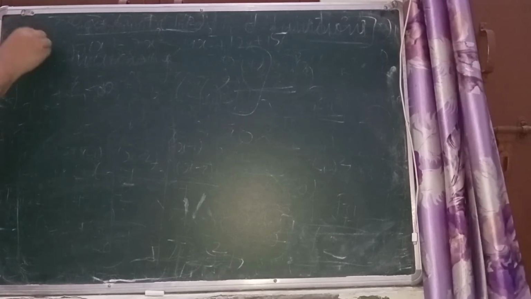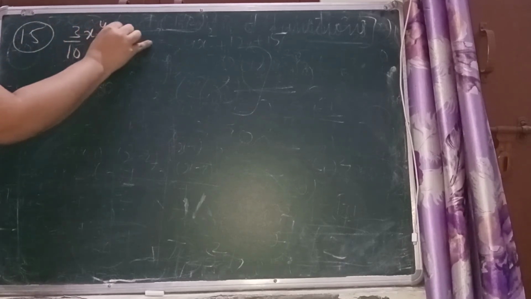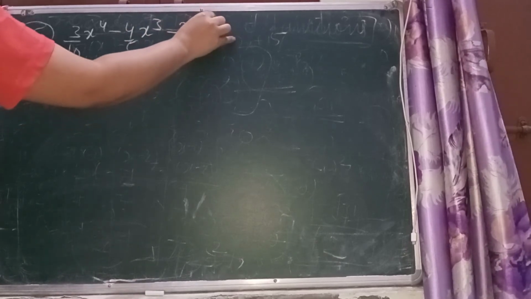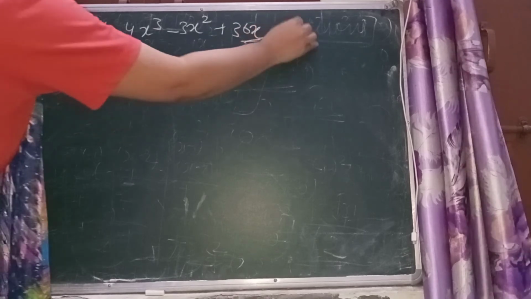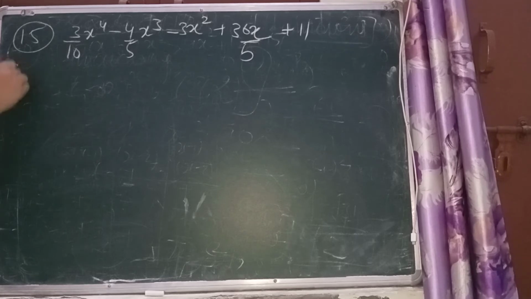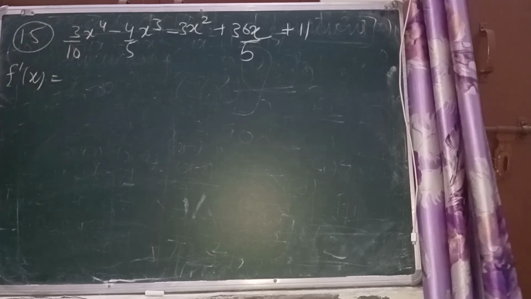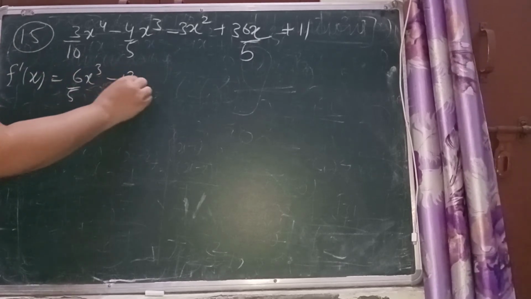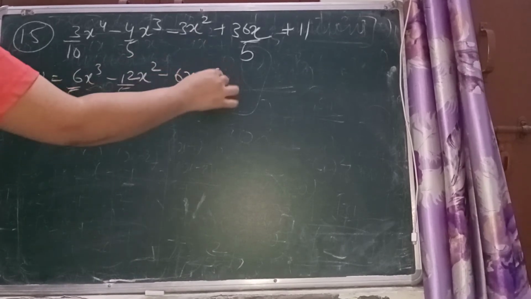It's a little difficult in form. As it is given, f(x) = 3/10 x^4 - 4/5 x^3 - 3x^2 + 36x/5 + 11. Since it is f(x), first of all I will find its differentiation. 4 will be coming out, so it will be 12/10, that means 6/5 x^3 - 12/5 x^2 - 6x + 36.